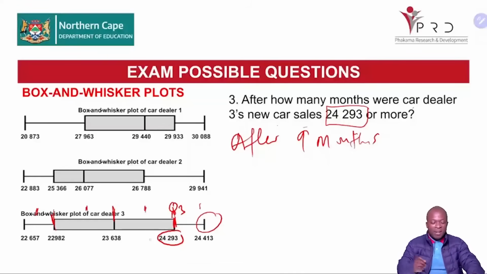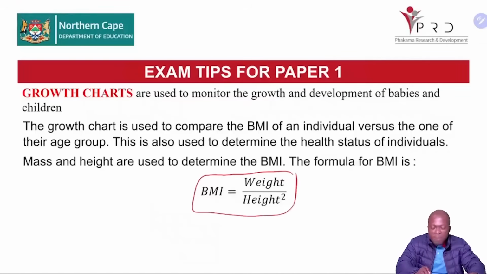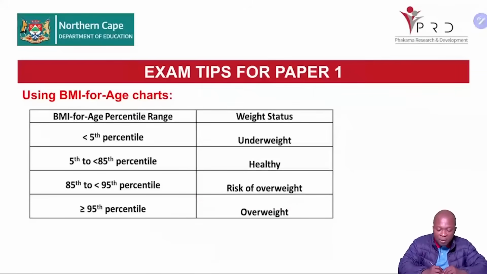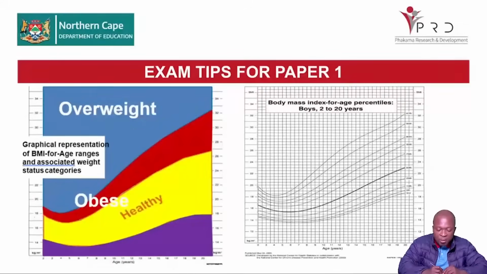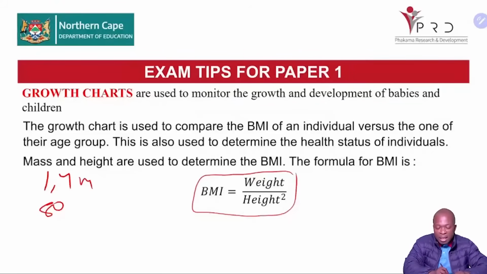All right. Let's go to growth chart, the ones with the BMI. The examiner definitely will give you the formula. The mistake that you learners make in the exam is that you are given the BMI. Let's go back. I want to show you something. Let's say my height is 1.7 meters, and then my mass is 80 kilograms. And then they're saying find BMI.